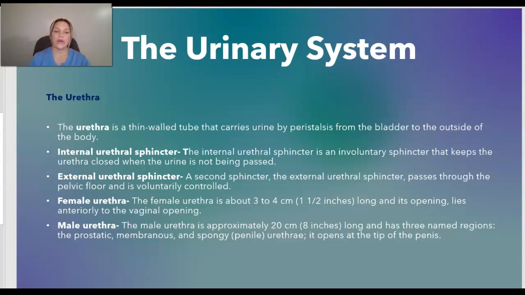The female urethra is about 3 to 4 centimeters long, and its opening lies anterior to the vaginal opening. The male urethra is obviously longer, approximately 20 centimeters long, and has 3 named regions: the prostatic, the membranous, and the spongy. It opens at the tip of the penis, where the urine is released.